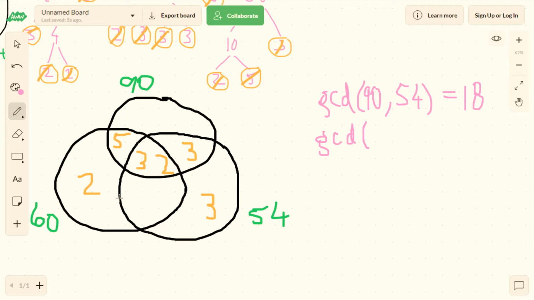Or should we do the GCD of all 3 of them? Yeah, let's do all 3 of them for now. So we'll say 90, 54, and 60, just putting them in there in no particular order. It's just going to be this middle part here, the part that intersects all 3 of these. So it's 3 times 2, which is going to be 6. Okay, great. Now here's where things get a little more interesting.